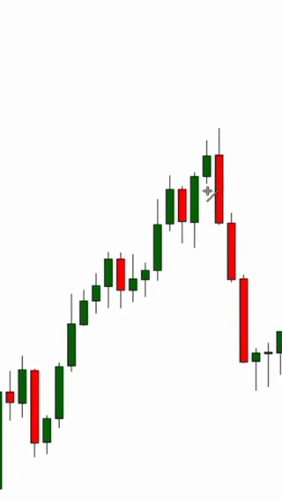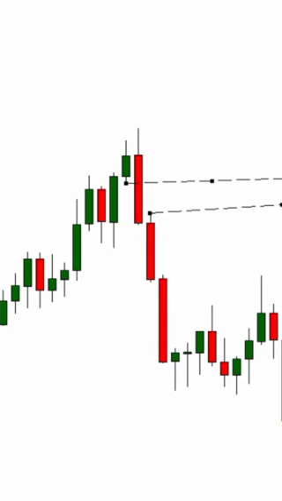There is a fair value gap in between this. So this is simply how to identify a fair value gap. It is simply an imbalance. Price may often come back and fill up this kind of imbalance before moving up.